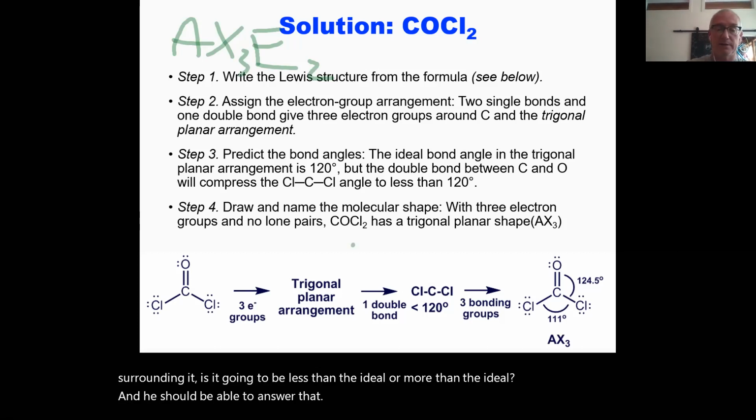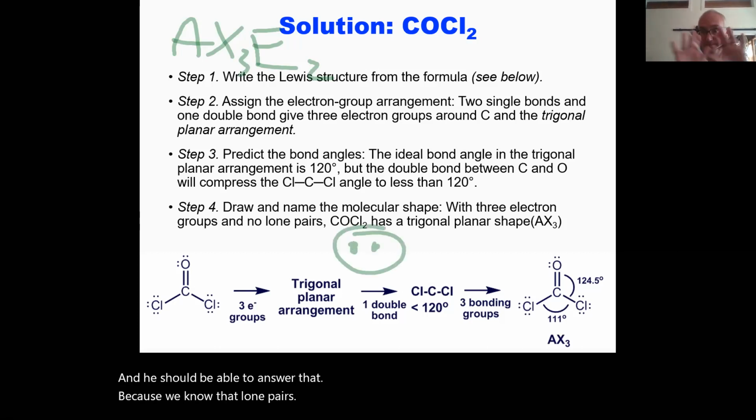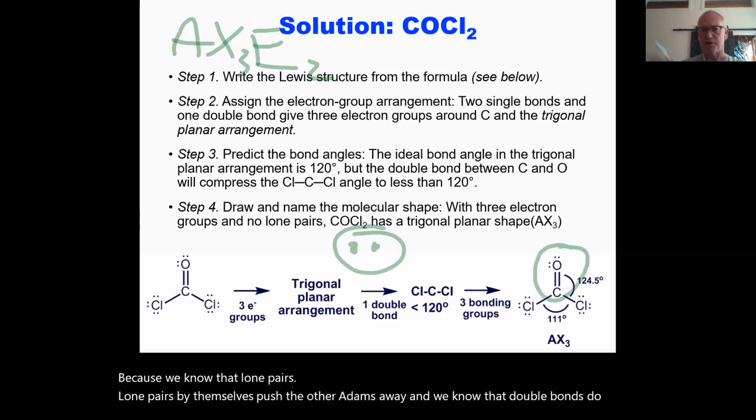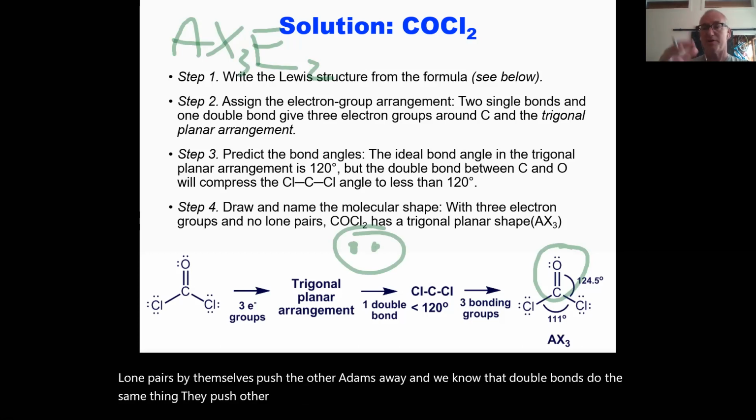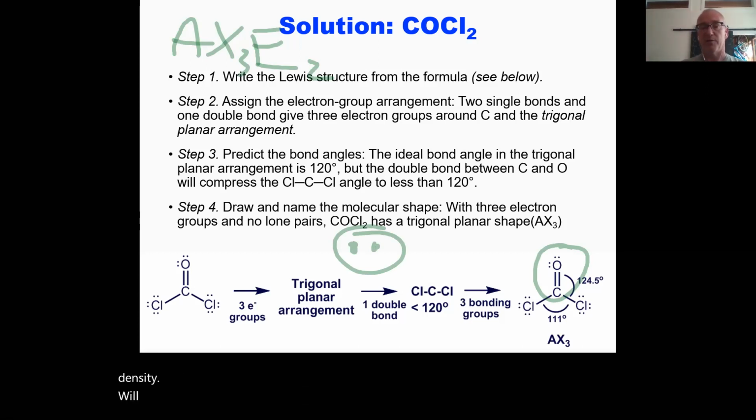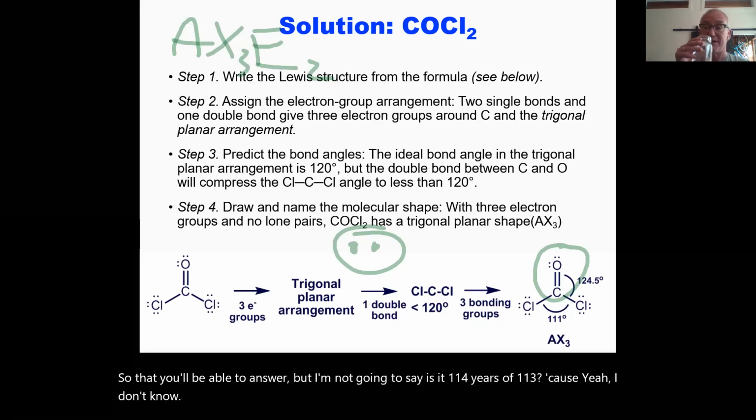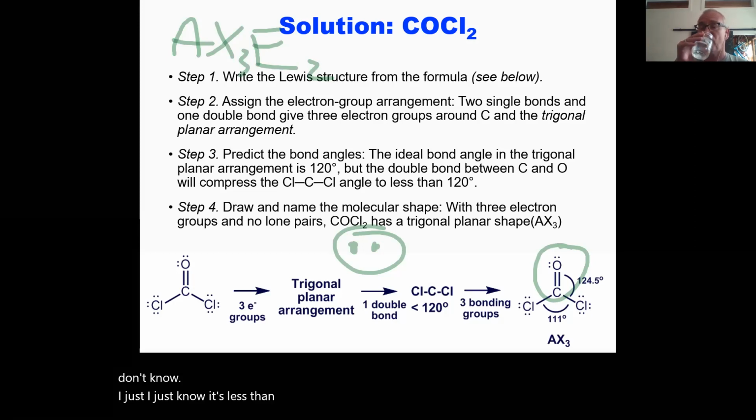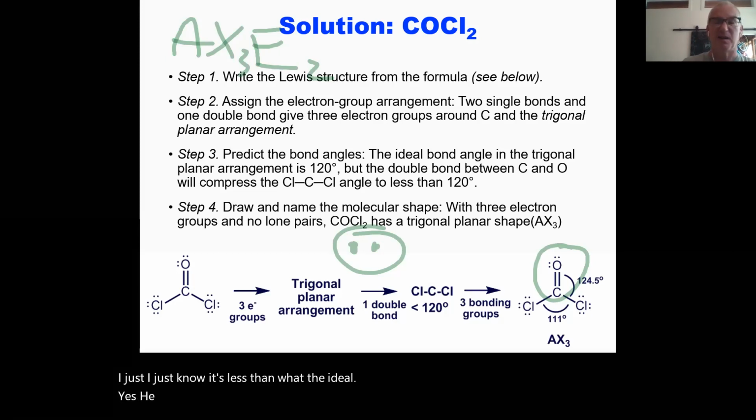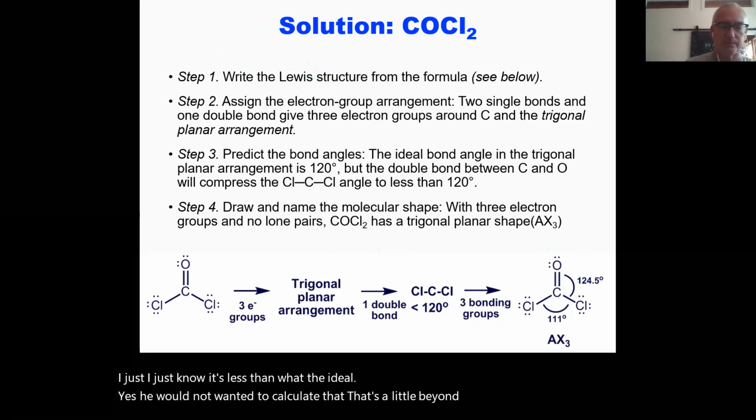Because we know that lone pairs by themselves push the other atoms away, and we know that double bonds do the same thing. They push other atoms away from itself. Anywhere where there's a lot of electron density will repel other electrons away from it. So you'll be able to answer that. But I'm not going to say, is it 114 or is it 113? Because I don't know. I just know it's less than the ideal. You won't have to calculate that. That's a little beyond this particular class. Okay, thank you.